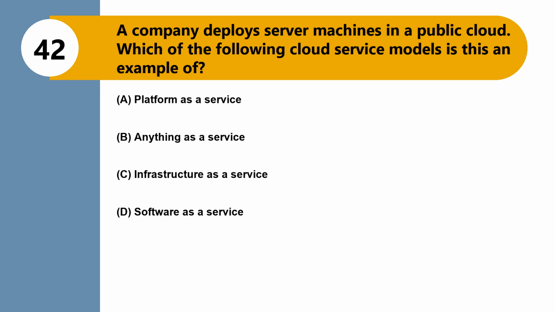Question 42. A company deploys server machines in a public cloud. Which of the following cloud service models is this an example of? Option A, platform as a service. Option B, anything as a service. Option C, infrastructure as a service. Option D, software as a service.